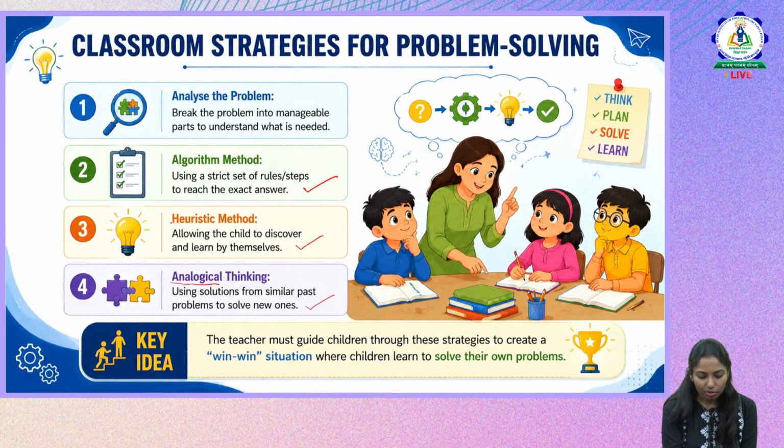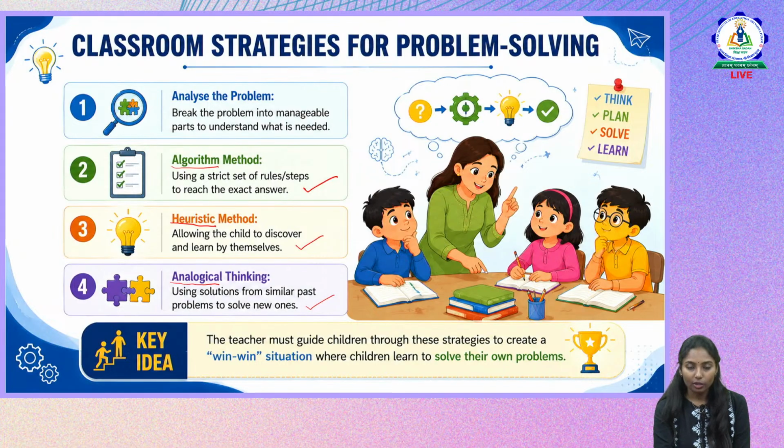And heuristic means self-discovery. You can remember this is self-discovery. And algorithm is a set of rules or steps. So you can remember the names of all of these with these keywords. Algorithm means a set of steps or rules. Heuristic is self-discovery. Analogical is giving an analogy of a major issue, like using your previous or similar kind of problem to solve the new problem.